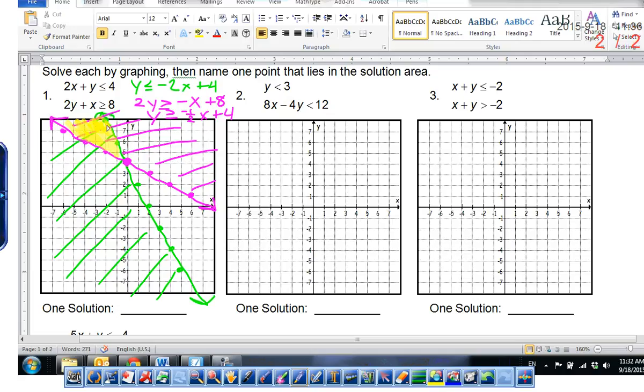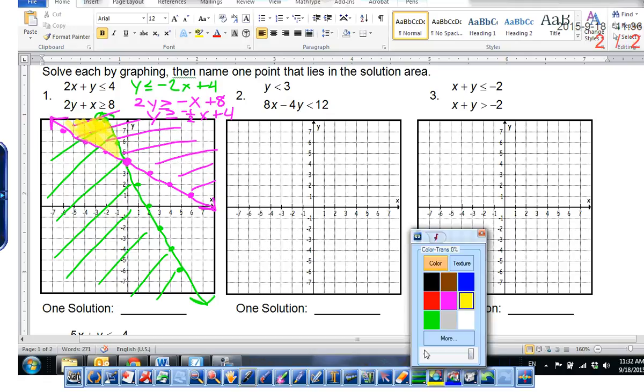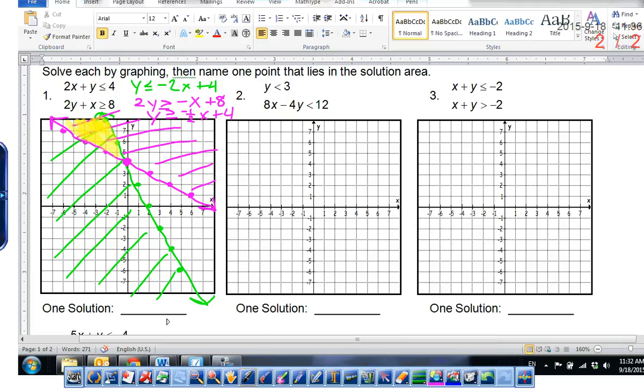In this case, are the lines themselves solutions? Yes. Why? Good, because they're solid. Okay, so any point on this line is a solution, any point on this one's a solution, and that intersection point is a solution. So what's one point that we could name that would be a solution? There's lots, obviously, but negative 2, 6. Yes, I agree with you.